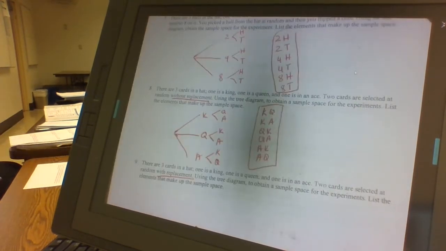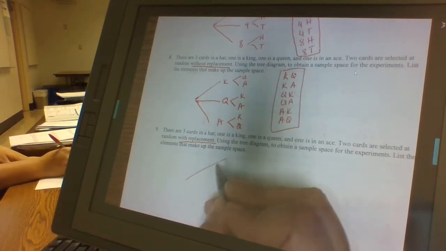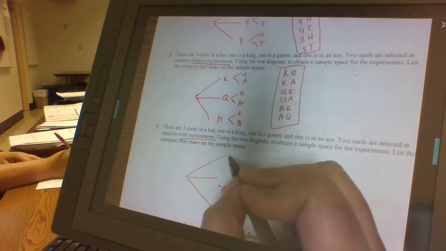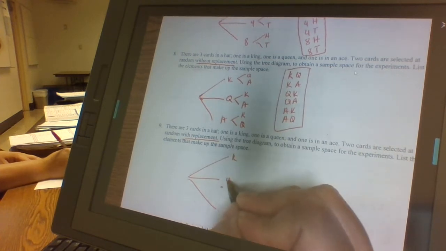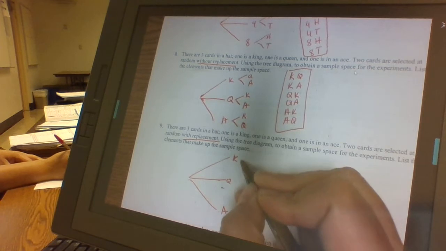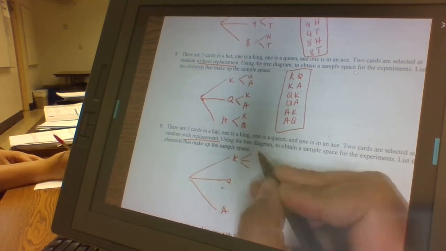But the next one, again, have 3 cards, but there is replacement. So even though you grab a king, you're going to put it back, and there's a possibility that you're going to grab another king. So we're going to start with those 3. King, queen, ace. So my second time drawing a card, it could be what, or what?